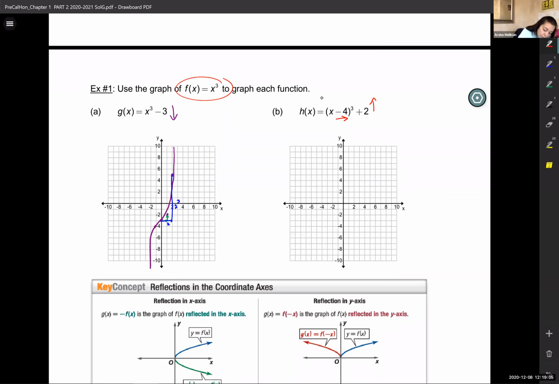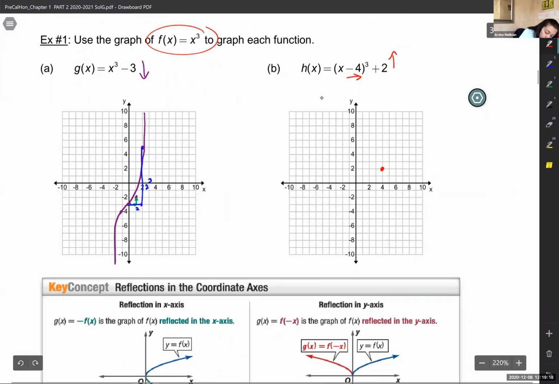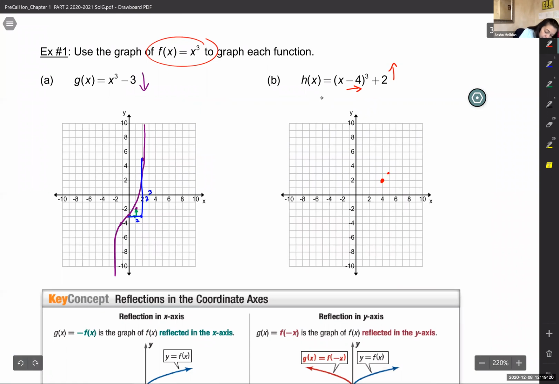So this moves over 4 units and up 2. Let's do this using the cubic factor. If I go over 1 unit, I go up 1 unit. And then mimic on the other side: go to the left 1, down 1. Now if I go over 2 units, I go up 8.